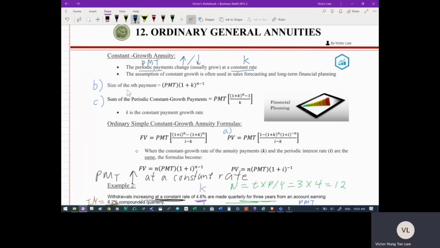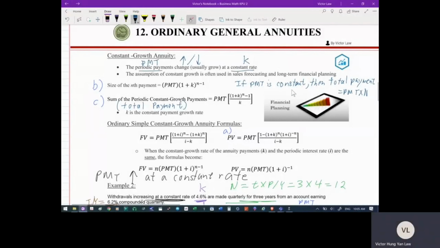We have the size of the nth payment. This is the formula that we use to find out the size of a specific payment for a specific period. And then we have the sum of the periodic constant growth payment. This is the formula that we use to find out the total payment or total deposit.